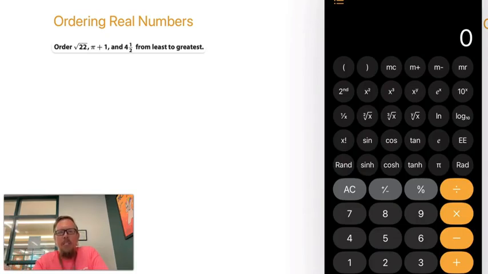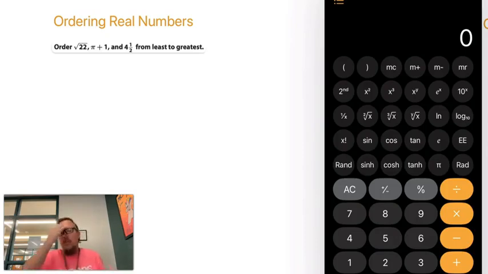So we want to find a way to write these numbers so that, first, they are all in the same format, like they're all fractions or they're all square roots, and second, whatever format we come up with is easy for us to compare. And the answer is decimals. Decimals are very easy to compare. You literally just line up the place values to see which one's bigger. And it's very easy with a calculator to convert every one of these into a decimal. So that's what we're going to do.